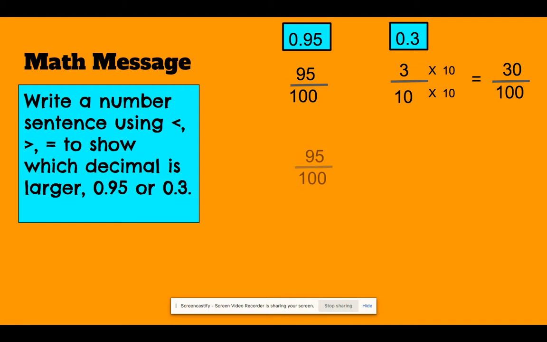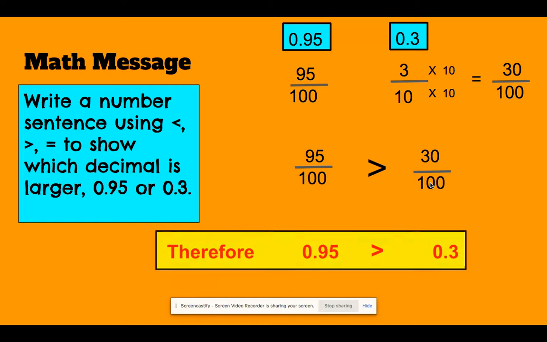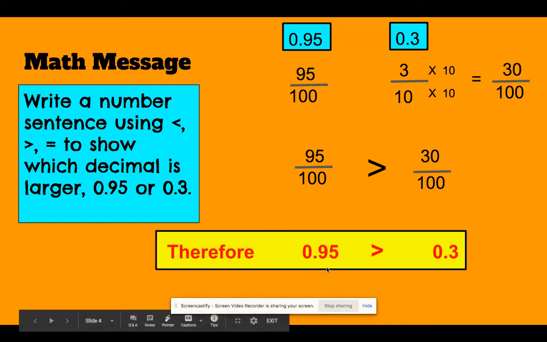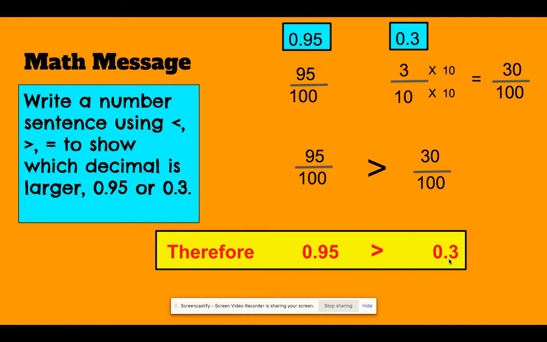So now we can compare the two fractions. We can compare 95 hundredths with 30 hundredths. And we know that 95 out of 100 is greater than 30 out of 100, right? If you have a pizza and you have 95 slices of it, you're definitely having more pizza than if you had 30 slices out of 100. So therefore, 95 hundredths as a decimal is greater than 3/10 as a decimal, which is what our original question is.